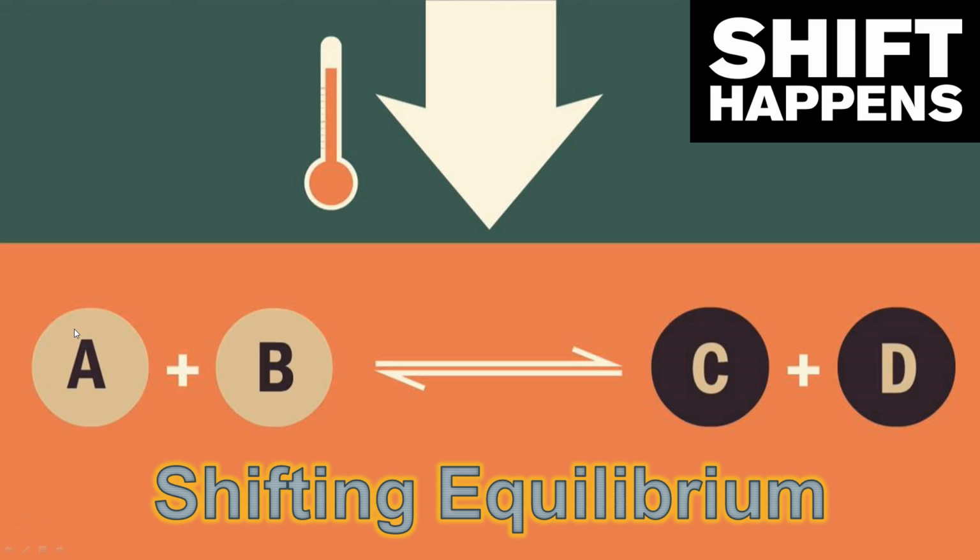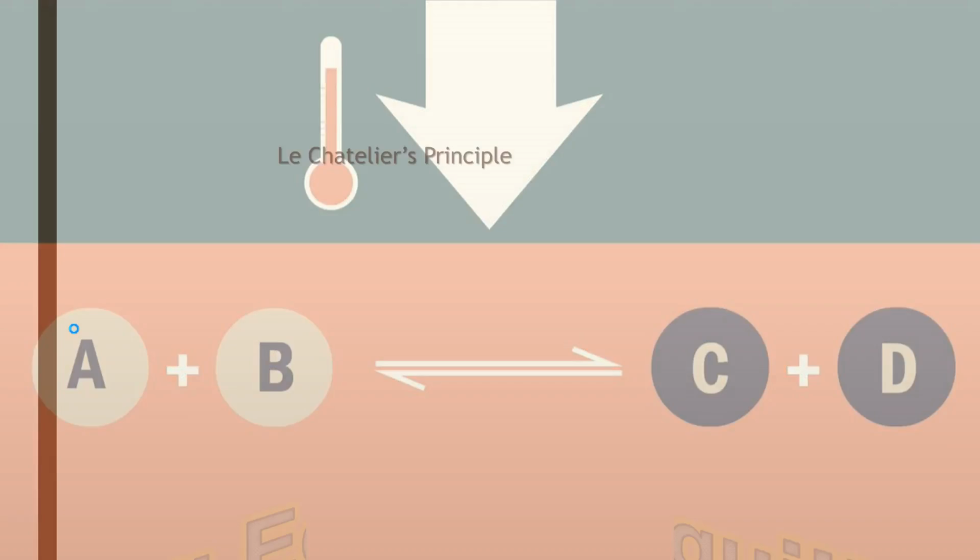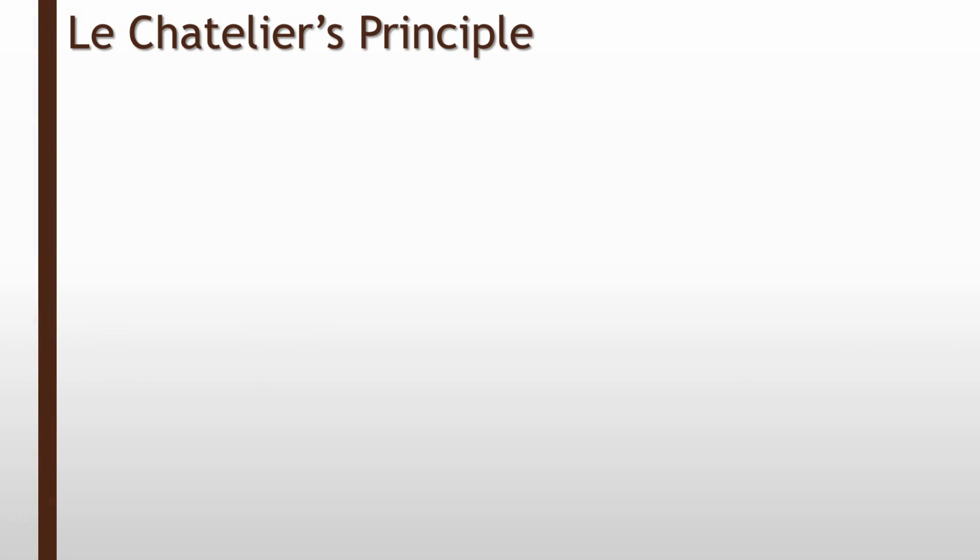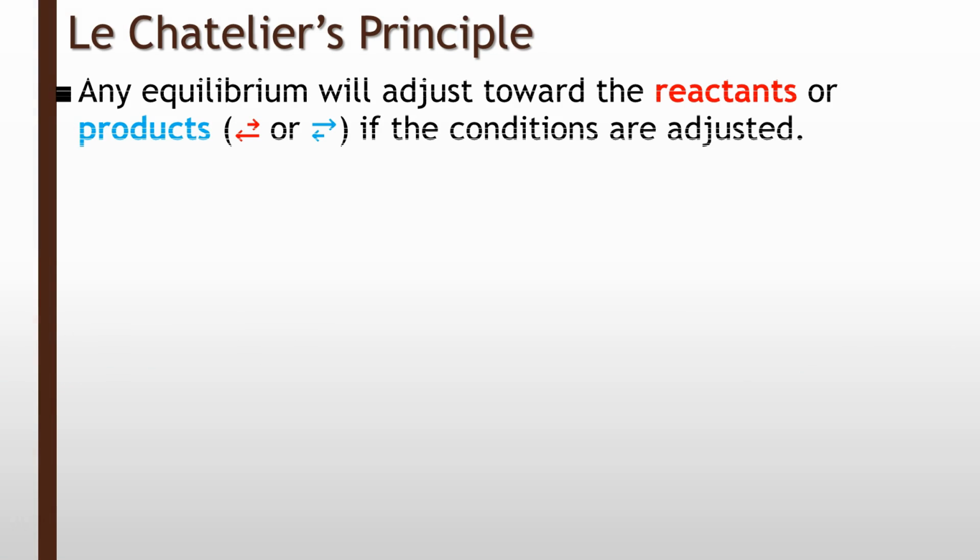In the last video we of course were talking about equilibrium constants. In this one we're going to talk about things that can change those equilibrium constants. So we need to learn about something called Le Chatelier's principle. That's the best French that I can do.